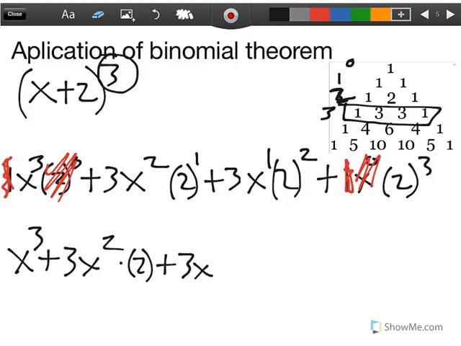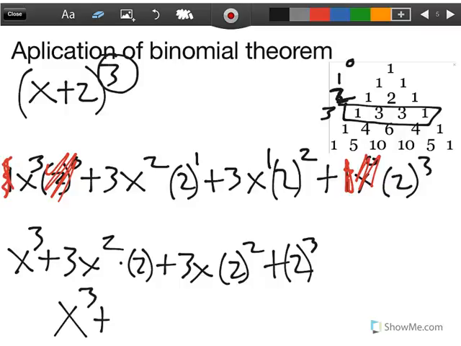plus 3x times 2 squared plus 2 cubed. After distributing the exponents, you'll be left with x cubed plus 6x squared plus 12x plus 8.